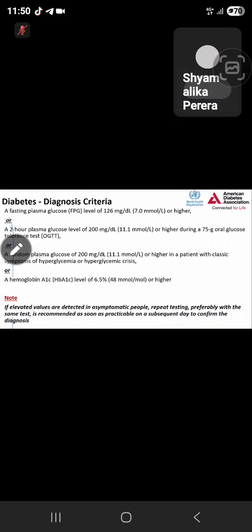So when you are interpreting an RPS, the random plasma glucose value, there should be patients with classic symptoms like hyperglycemia or hyperglycemic crisis. So when you are interpreting RBS, please consider the symptoms of the patient. And the last criterion is hemoglobin A1c, HbA1c. The level should be 6.5 or more, or 48 millimoles per mole. So these criteria you can use to diagnose the patient, as well as to monitor the progress of the patient. You can use these 4 criteria for that.